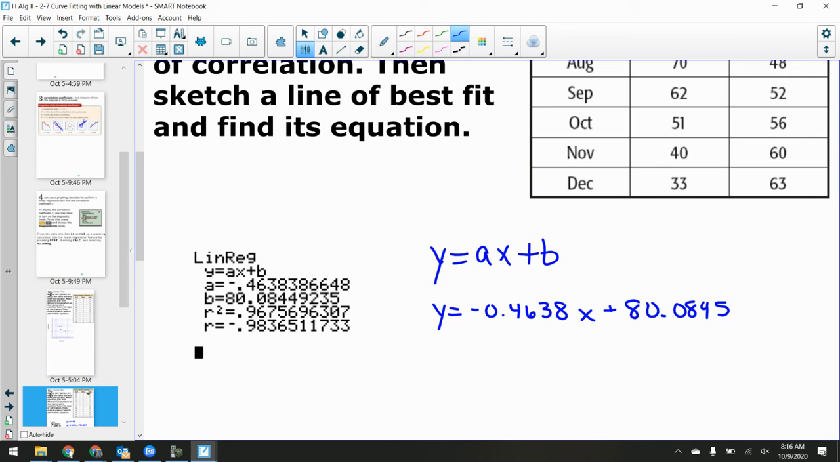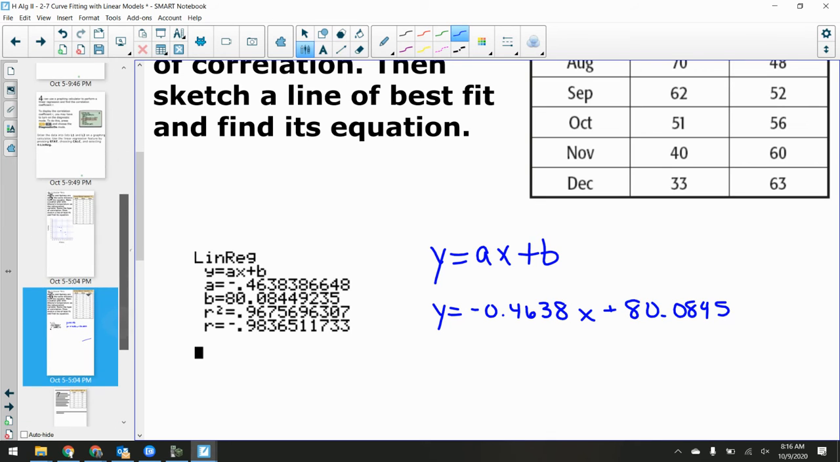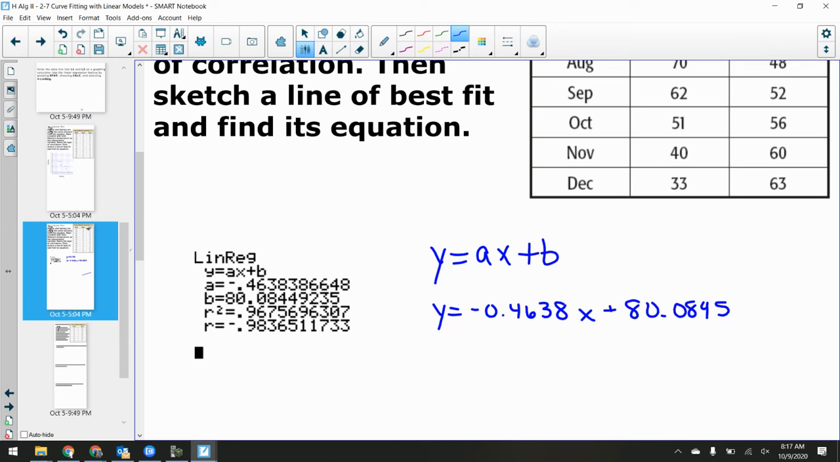Don't worry about R squared right now. We'll talk about that a little bit later on. Promise. When we get to like quadratics and stuff. If those R values are not showing up, that's when you have to go back and do that diagnostic thing that we talked about at the beginning of class. All right.